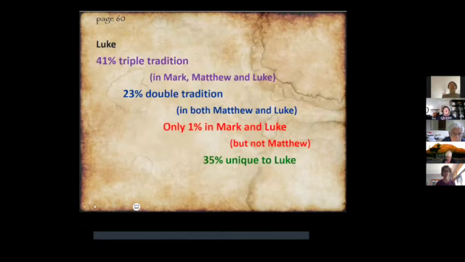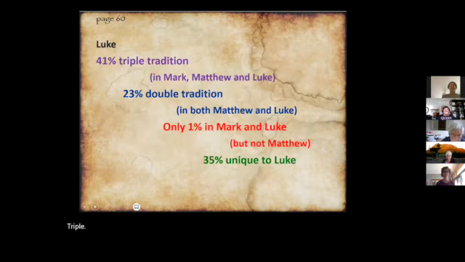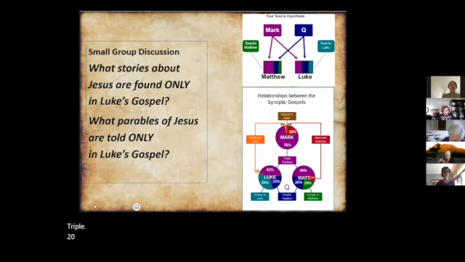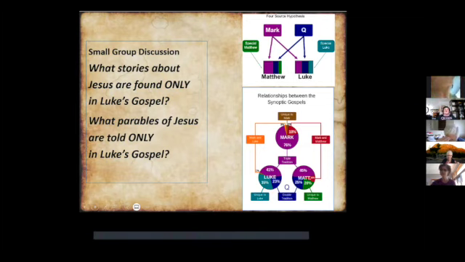So just to recap, Luke has 41% of the triple tradition, that it's found in the three synoptics. He has 23% of the double tradition, that's found in Matthew and Luke, and only 1% in Mark and Luke, but not in Matthew, and 35% of Luke's gospel is just unique to his gospel. So we're going to have a little discussion now about the stories that are found only in Luke's gospel. So what stories about Jesus are only found in Luke's gospel, and what parables of Jesus are only told in Luke's gospel. And I'm going to pop you into breakout rooms for about 6 minutes.